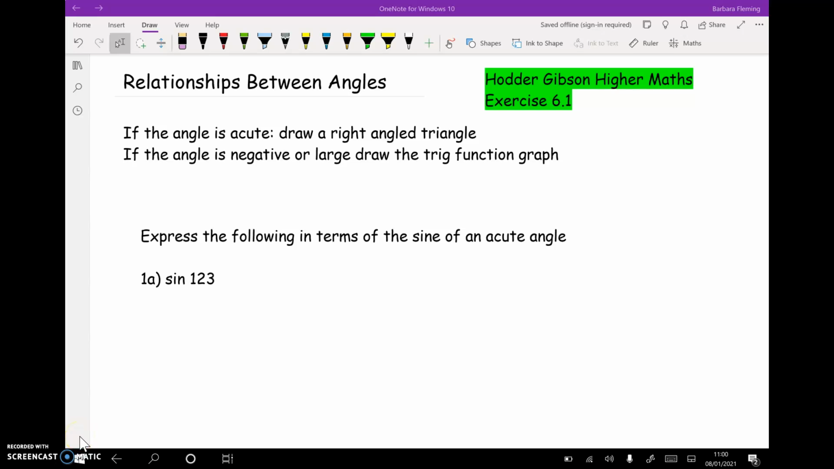In this video, we're going to look at the relationships between angles. So, exercise 16.1 out of the Higher Maths textbook. The key is if the angle is acute, we're going to be drawing a right angle triangle. If the angle is negative or larger than an acute angle, so larger than 90 degrees, we're going to need to draw the trig function graph.